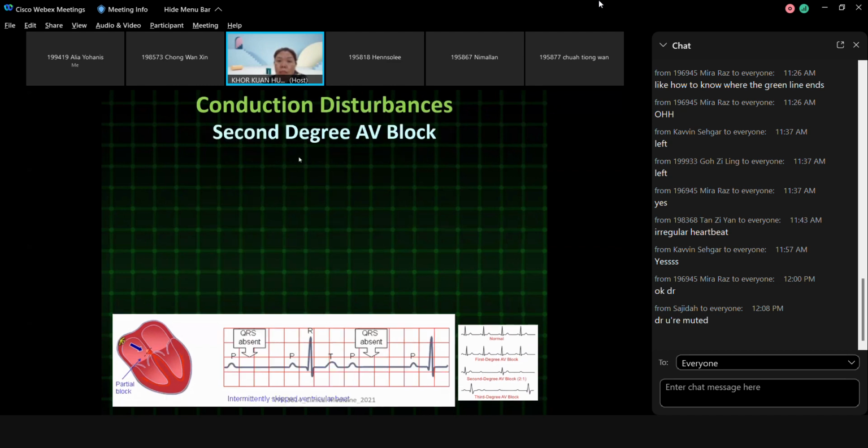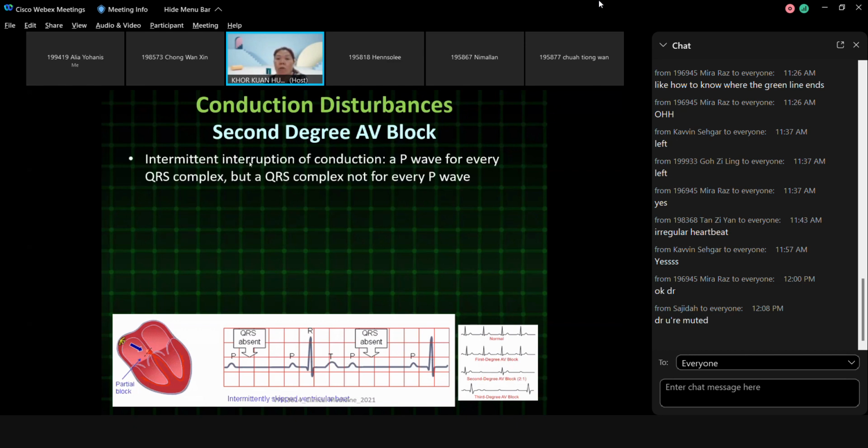Second degree AV block. You see there is a P, but the QRS doesn't want to work. You've got a P, the QRS says, okay, I come. I work. I give you an impulse, I give you a complex. Then you get a P, nothing. So it usually looks like this. It's a very regular thing.